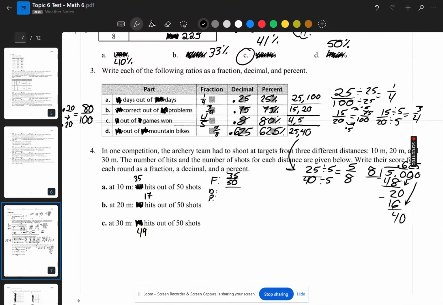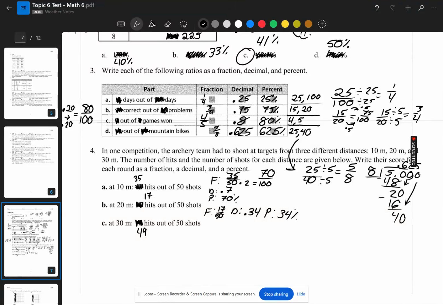I can just multiply 50 times 2 to get to 100. So I can make it a decimal and a percent. 0.7 and 70%. For B, 17 out of 50. So my fraction is just 17 out of 50. My decimal, if I do 50 times 2, that's 100. 17 times 2 is 34. So it's 0.34. And my percent is just 34%.